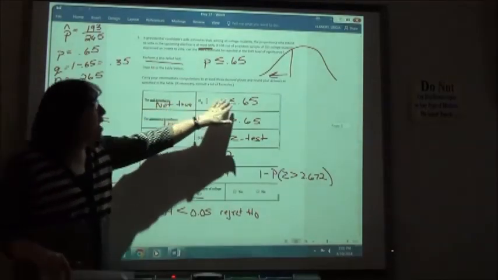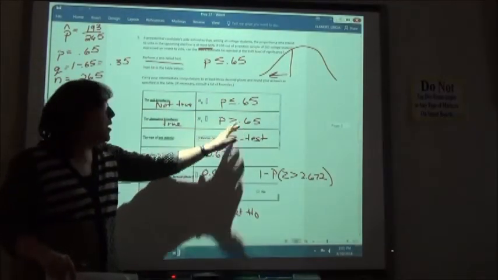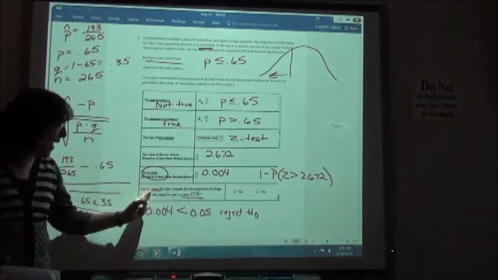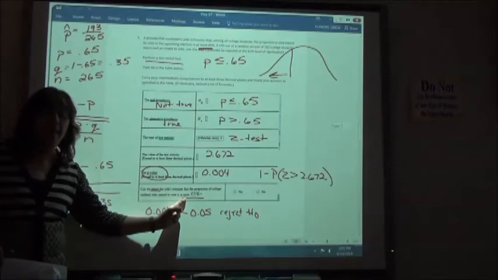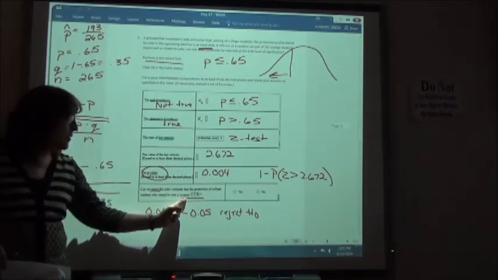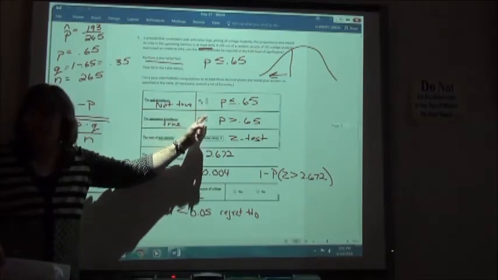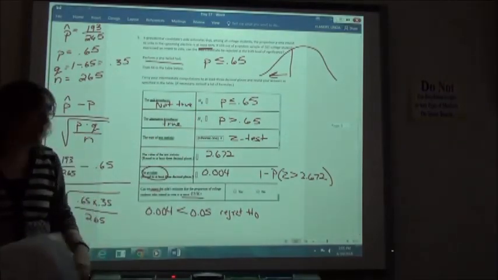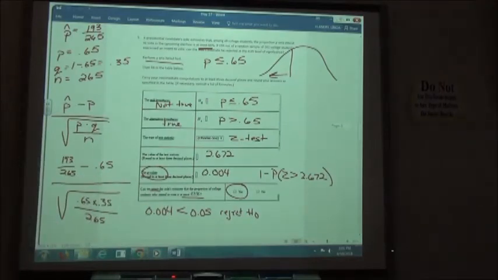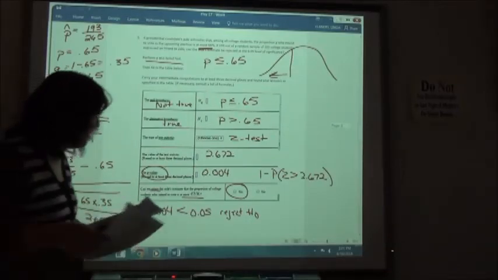We're saying this is not true, so this is true. We're saying P is greater than 65%. So can we reject that it's at most 65%? Yes. Yes, we can, because we're saying the other thing is true, right? So yes, we are rejecting that first claim. We're saying that first claim is not true. I know, it'll take some practice. It took me a while to figure it out, for sure.